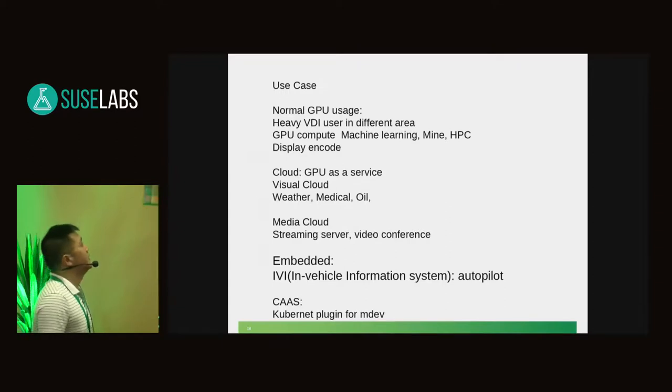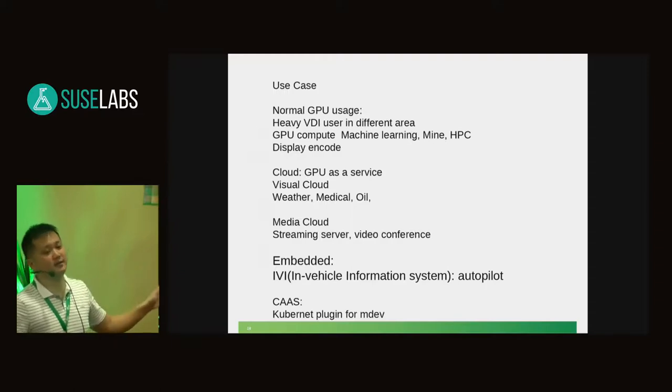Besides that, it's also used for cloud now. There is something called GPU as a service. A lot of public cloud providers already support this, like AWS, and there's a Chinese cloud provider, Alibaba's Ali Cloud, which also supports it. With the cloud backend, you have more flexibility to do things like geography, weather forecast, medical, and oil detection. There's also the media cloud, especially today as social media becomes very popular, and content delivery like Netflix, all of which also want cloud backend support.